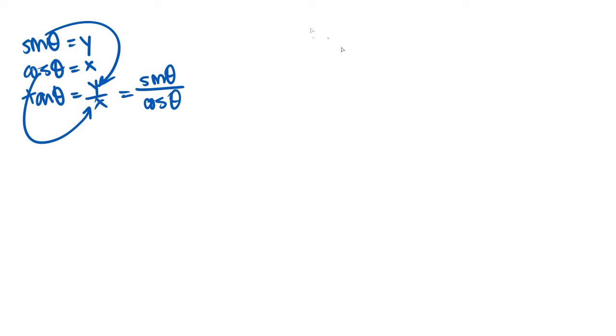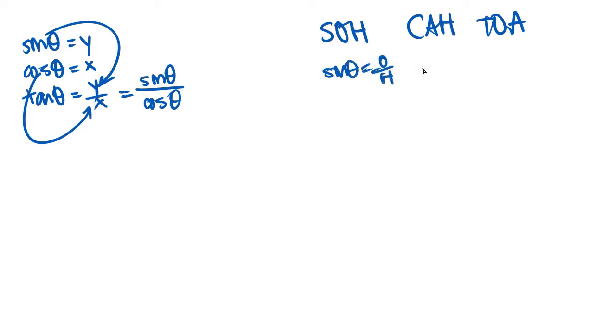So if we have the SOHCAHTOA thing, sine theta is opposite over hypotenuse, right? Cosine theta is adjacent over hypotenuse, and tangent theta is opposite over adjacent. Okay, so the reciprocal of sine theta, you know what reciprocal is, right? You just flip it, right?